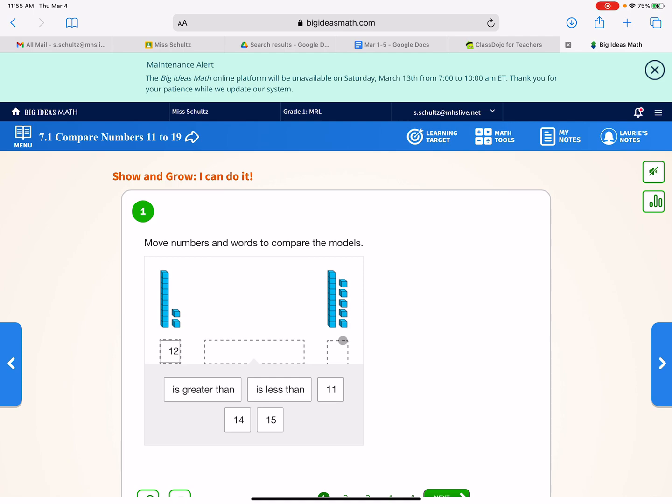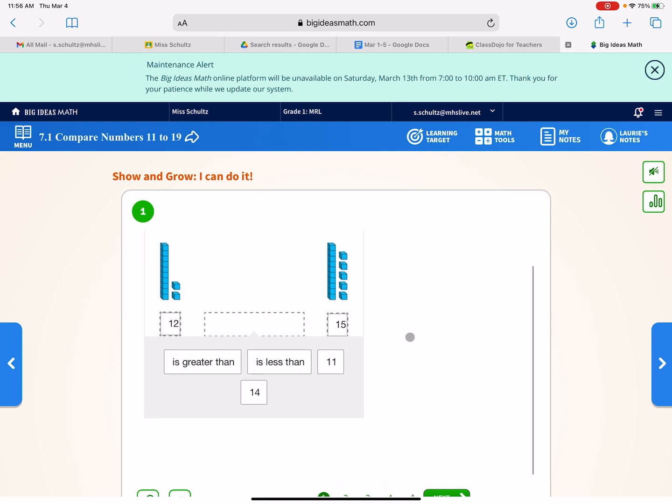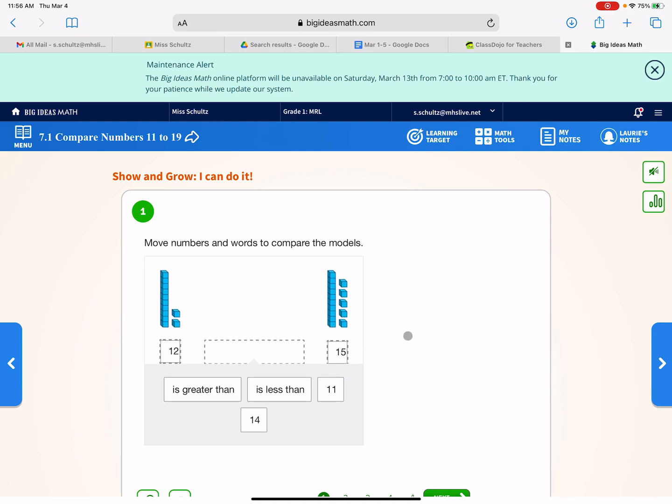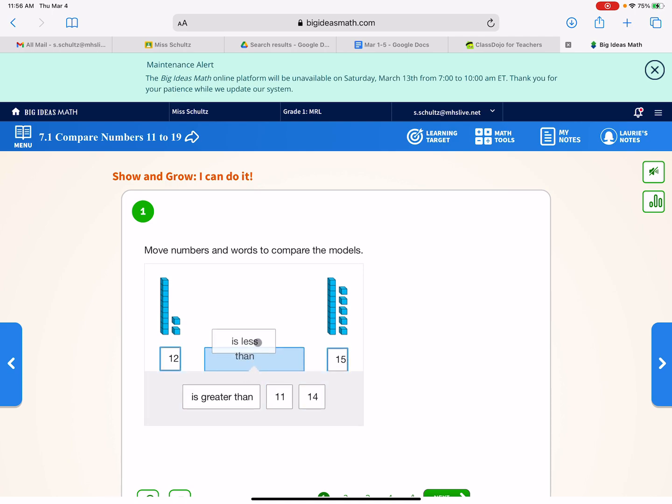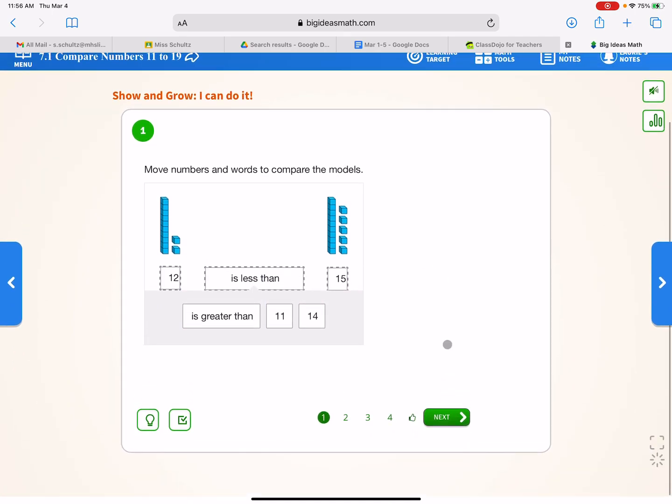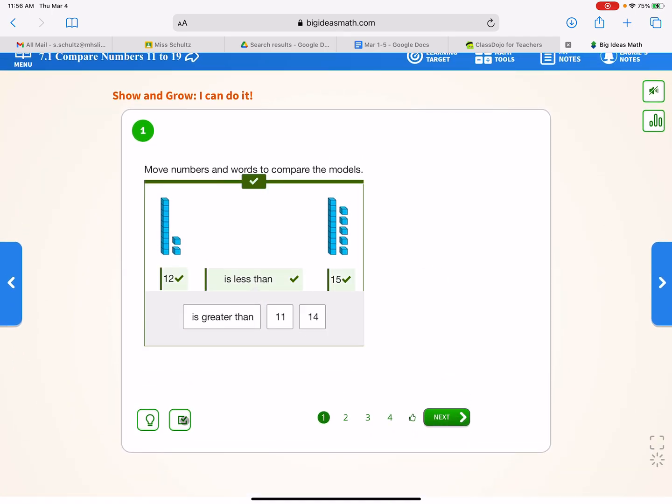And then over here in this example, we still have 1 rod, so we have 10, and we have 11, 12, 13, 14, 15. We have 15. So if we look on our number line, which number is closer to 0? Which number is closer to 10? It's 12. So 12 is less than 15. Okay, let's check our work. And we did it correctly. Let's try another example to warm up our minds.